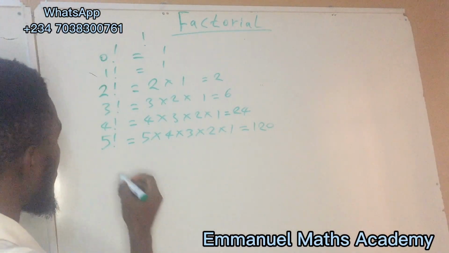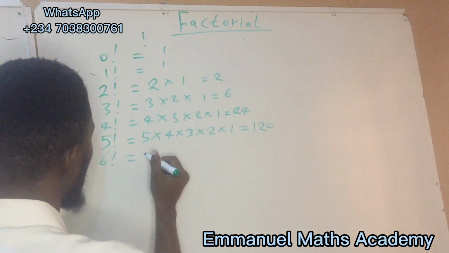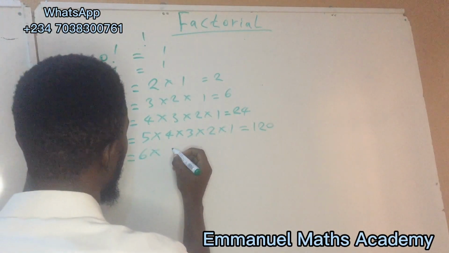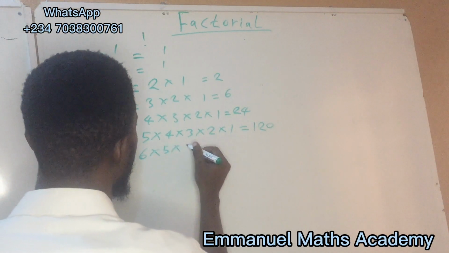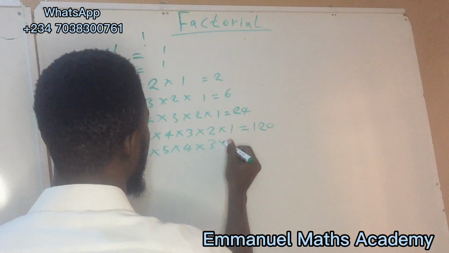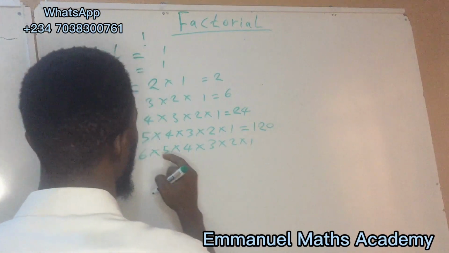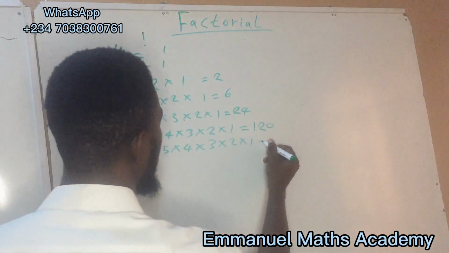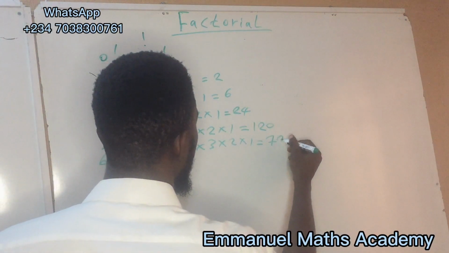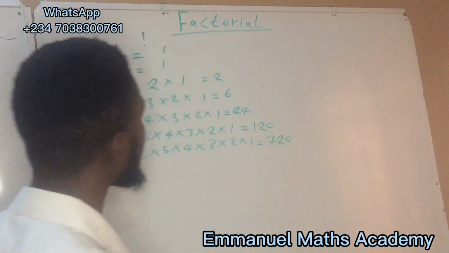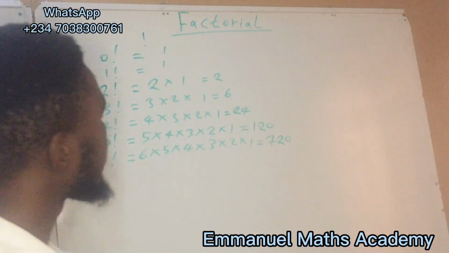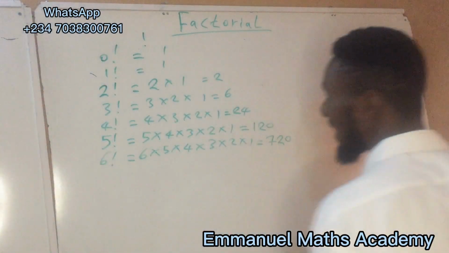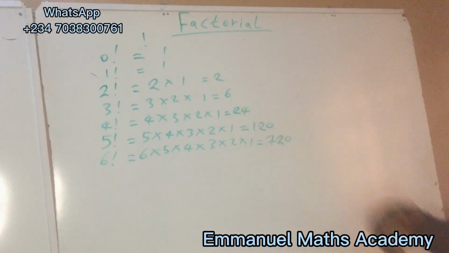And also 6 factorial will be 6 times 5 times 4 times 3 times 2 times 1. This times this like this to give you 720. Is that clear? Now note that you can actually manipulate factorial to suit our result, right?